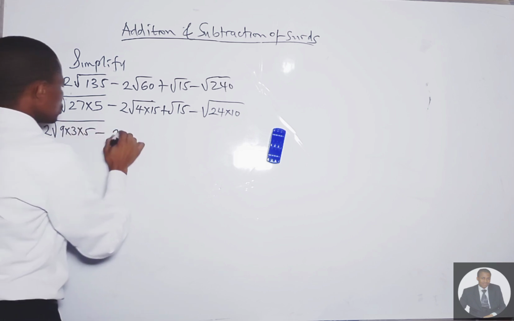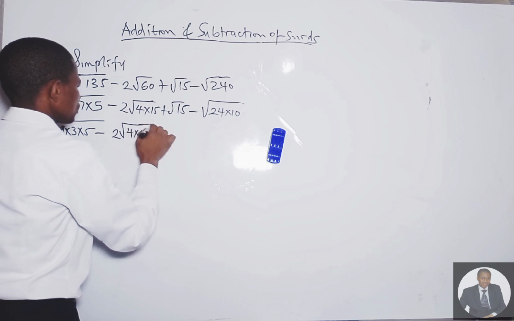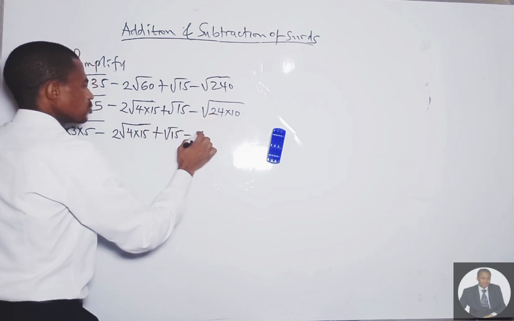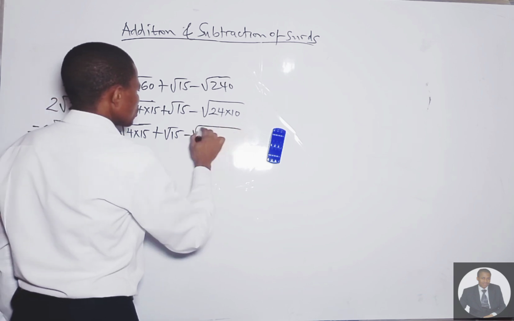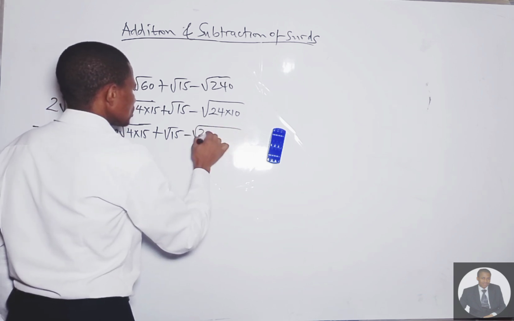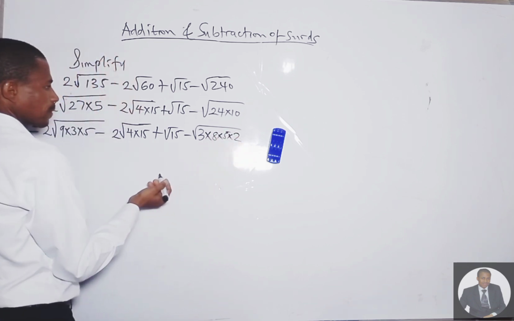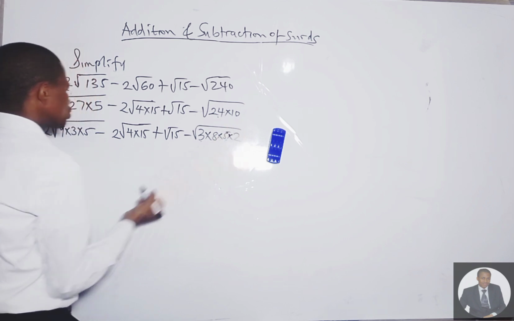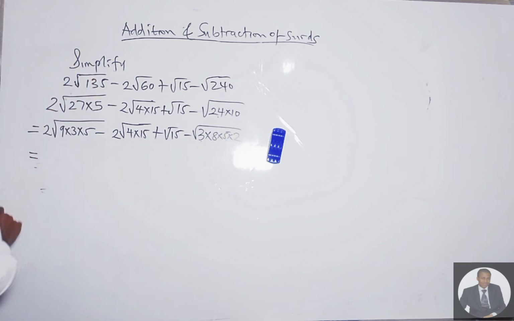So 2, we have 4 times 15 plus root 15. Then 24 is the same thing as 3 times 8. So we have 3 times 8 times 5 times 2. 3 times 8 is 24. 10 is 5 times 2. So we've seen 15 here, we've seen 15 here. So we can isolate our root 15.